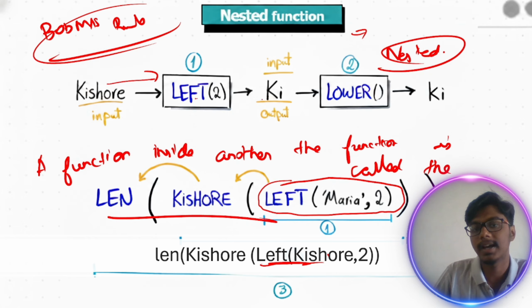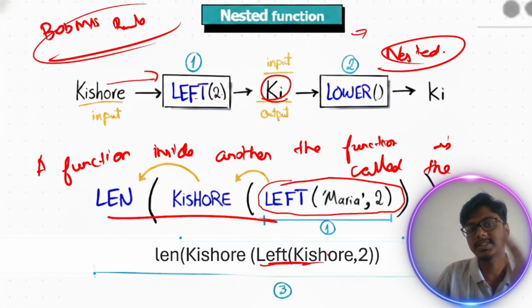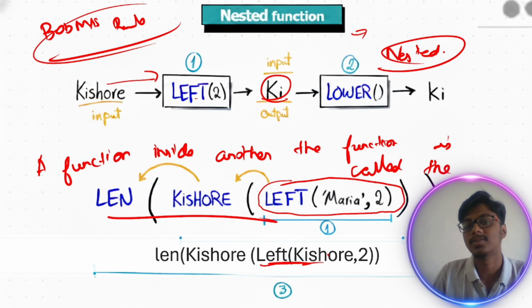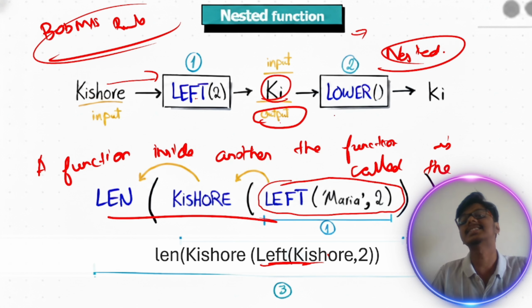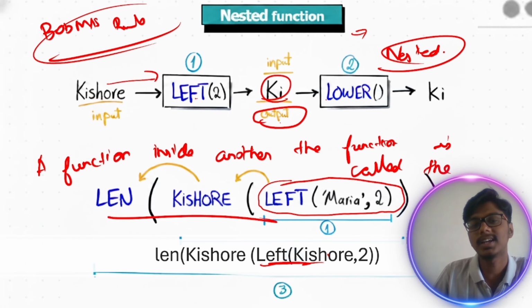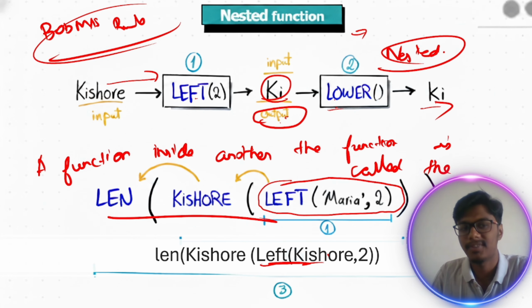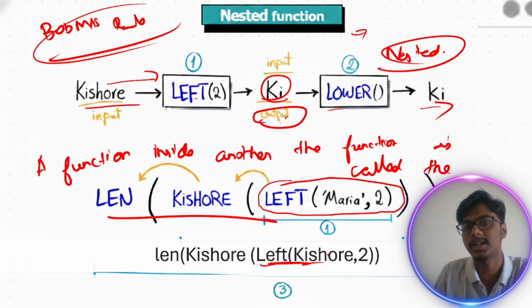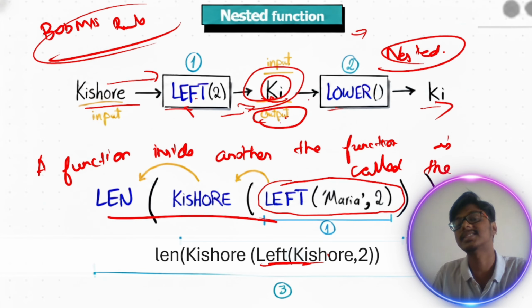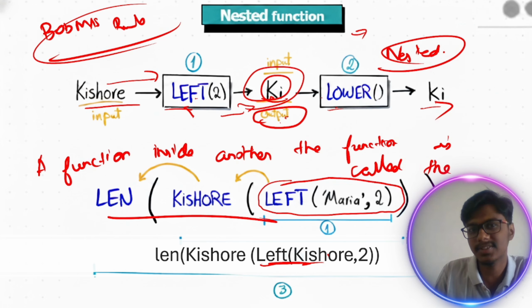The output is Ki. LEFT of 2 means the first two letters. From the left side, I want the first two letters. And the output of that function is given as the input of another function. That's what the LOWER function does. If I give the output to the LOWER function, the output is ki. Have you understood this? I am explaining very clearly, right? I'm giving Kishore to the LEFT function, and the output of one function is given as the input of another function. That's what the nested function has done.